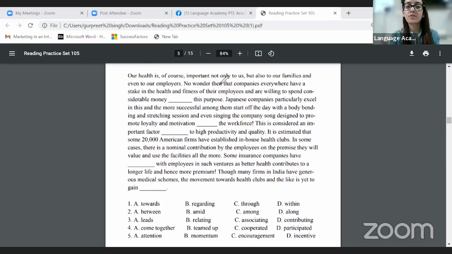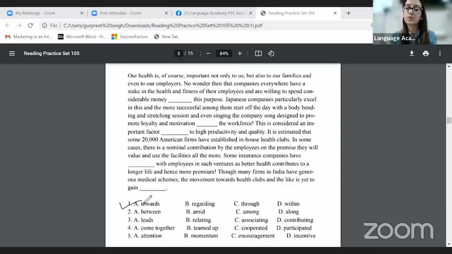Our health is important not only to us but also to our families and even to our employers. No wonder then that companies everywhere have a stake in the health and fitness of their employees and are willing to spend considerable money dash this purpose. So it will be considerable money towards this purpose, because the purpose is yet to be achieved and they are spending a lot of money to achieve that purpose, to achieve that goal. Regarding means about. Tell me regarding your trip. What does that mean? Tell me about your trip.